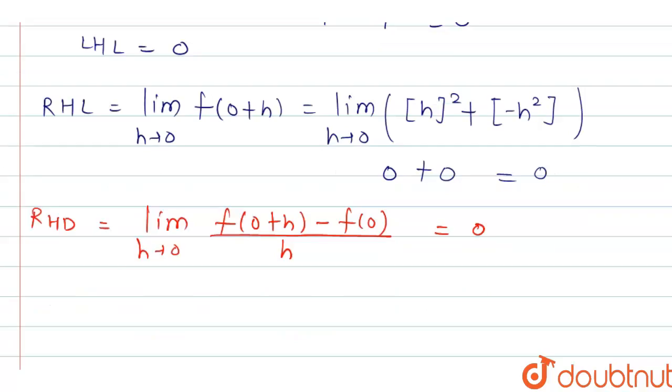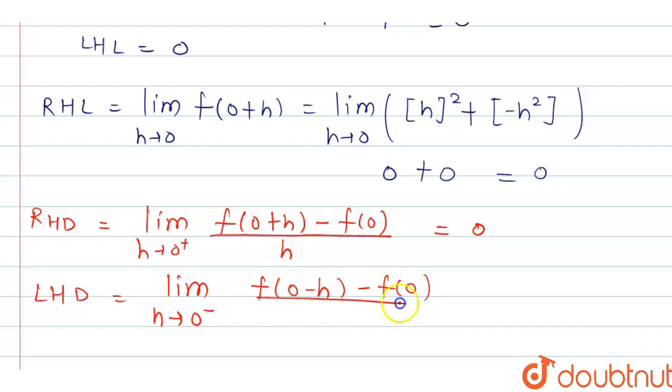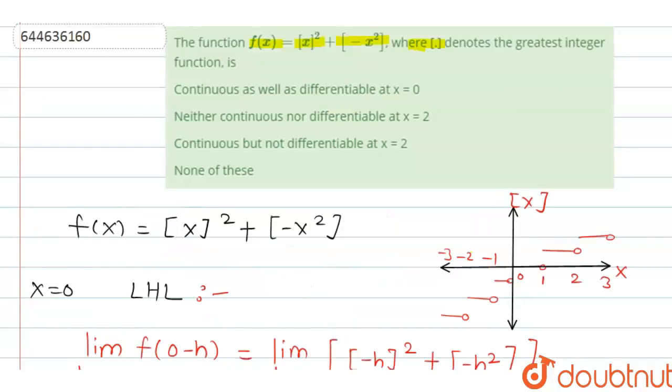Similarly, left hand derivative is equal to limit h tending to 0 of f(0 minus h) minus f(0), divided by minus h. Since f(0 minus h) equals 0 and f(0) equals 0, the right hand derivative is equal to the left hand derivative. So the function is continuous as well as differentiable at x equals 0. So option A is the correct answer.